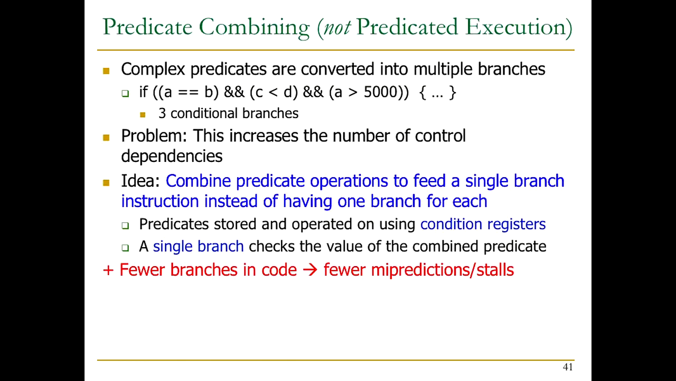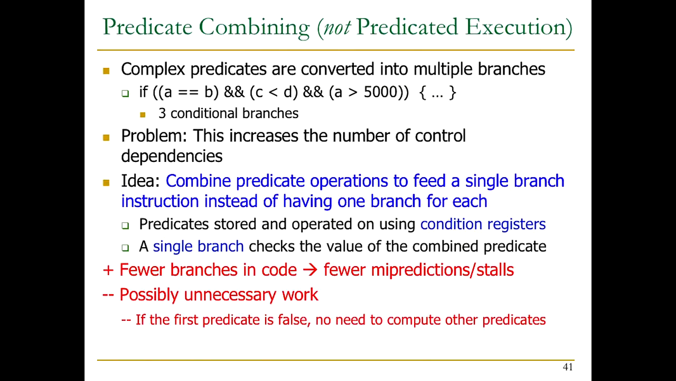Of course, the upside is you have fewer branches in code, hopefully fewer mispredictions and fewer stalls. Right? Fewer things to worry about in prediction. But the downside, as you may also deduce from here, is you're possibly doing unnecessary work, right? So if you know C, which hopefully many of you do, you already know that if the first predicate is not true, there's no need to compute any of the others. But if you combine all of them into a single predicate, you're always computing all of those predicates, because you're not even checking them. So basically, if the first predicate is false, there's no need to compute the other predicates. But if you're combining predicates, you have no choice.